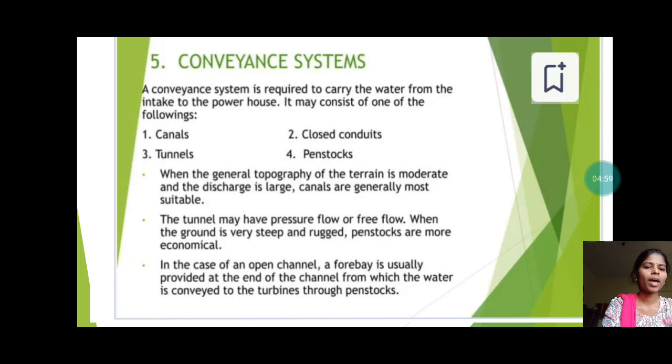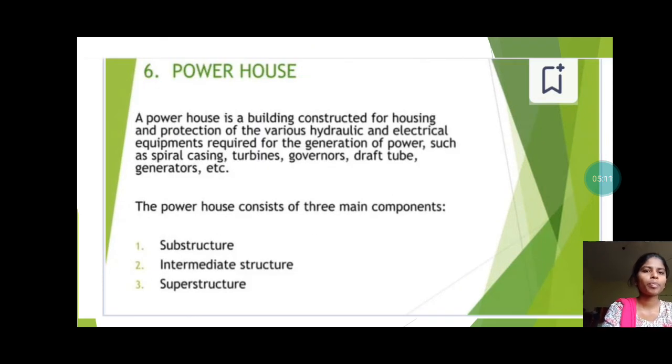In the case of an open channel, a forebay is usually provided at the end of the channel, from which the water is conveyed to the turbines through penstocks.